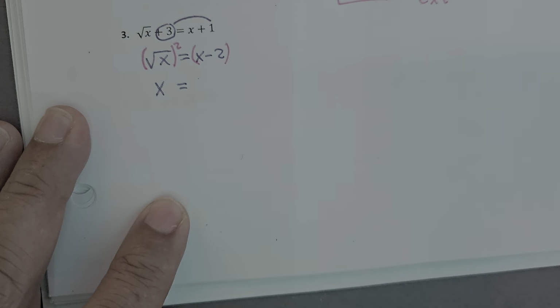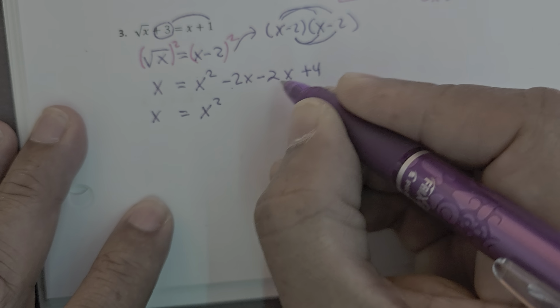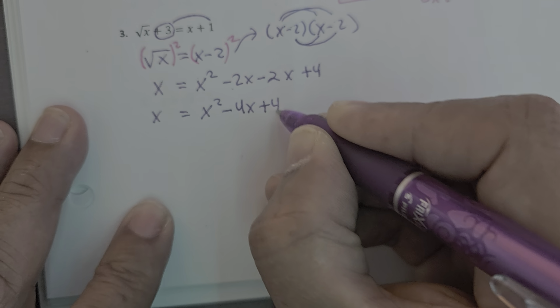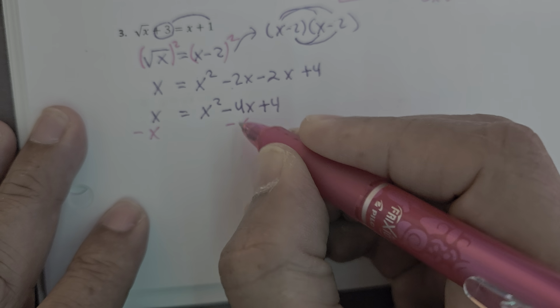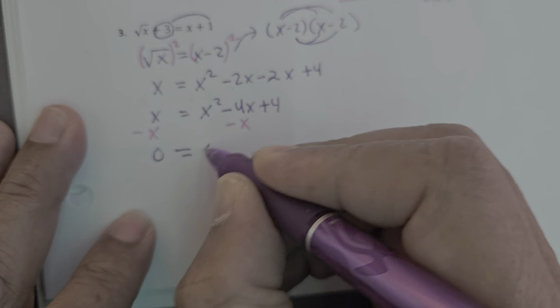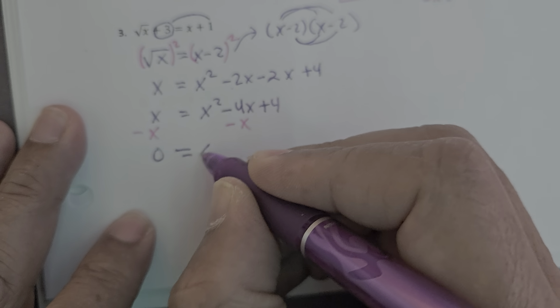Okay, so then I'm going to combine like terms. So I have x equals x squared, negative 2x and negative 2x combine to negative 4x, plus 4. Then I need to get a 0 on this side. I'm going to subtract this x from both sides of the equation. So then I get a 0 on this side. 0 equals x squared minus 4x and 1x combined to minus 5x, plus 4. Okay, so we are done, and this is the quadratic that we need to factor.